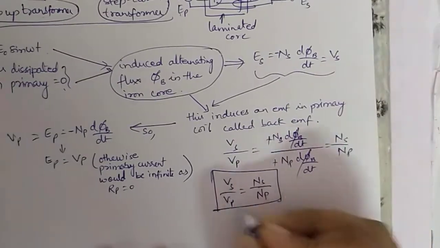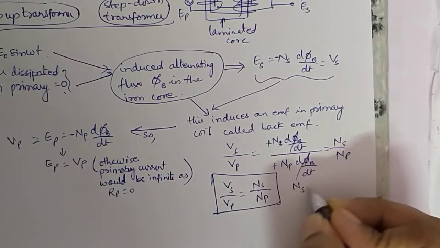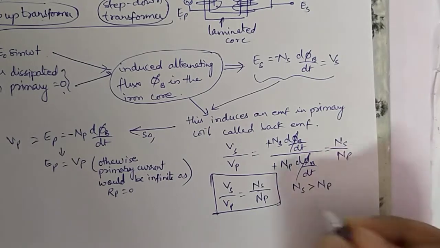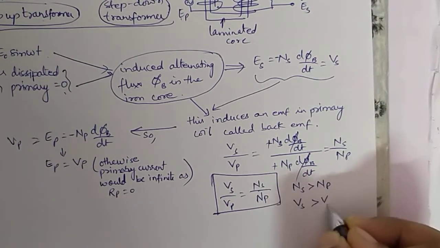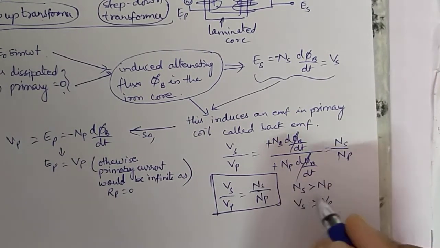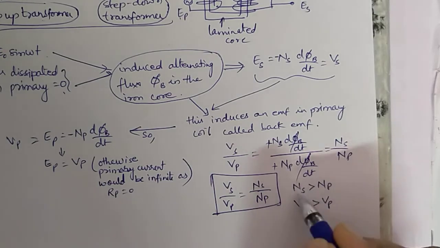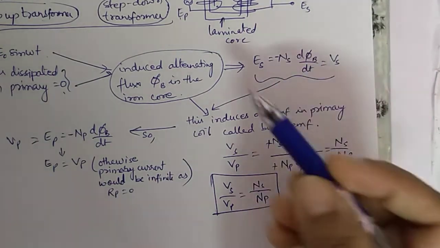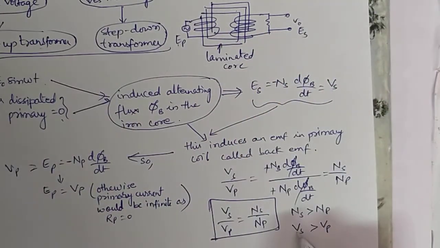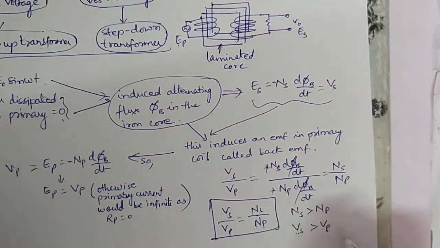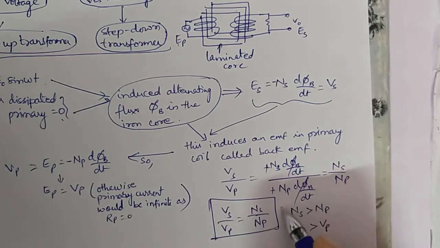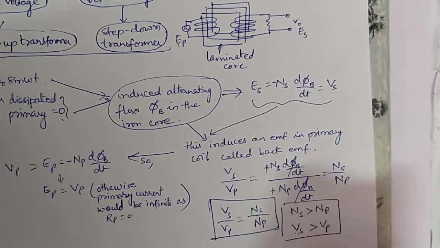Now from here, if ns is greater than np, then your Vs will be greater than Vp. If you design your transformer in such a way that ns, the number of turns in the secondary coil, is more than the number of turns in the primary coil, then your Vs, the voltage in the secondary coil, will be more than the voltage in the primary coil. So this is the condition for a step up transformer.